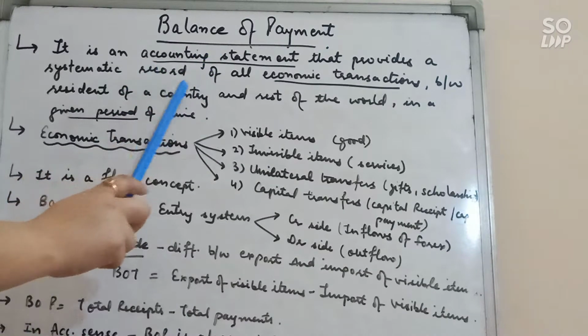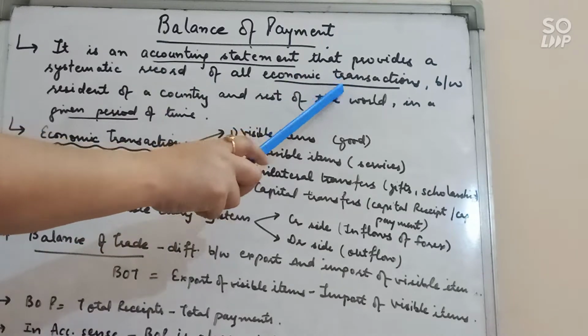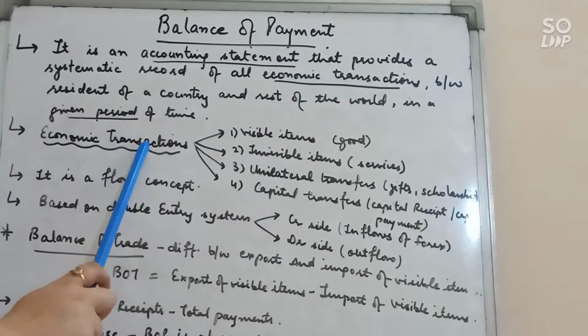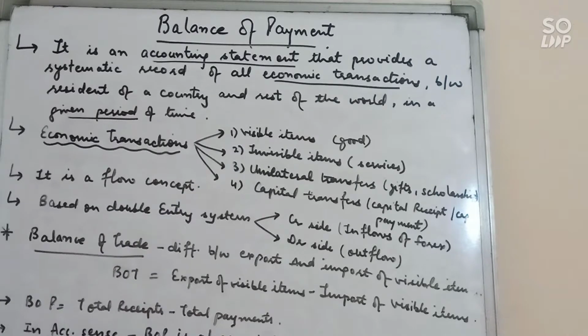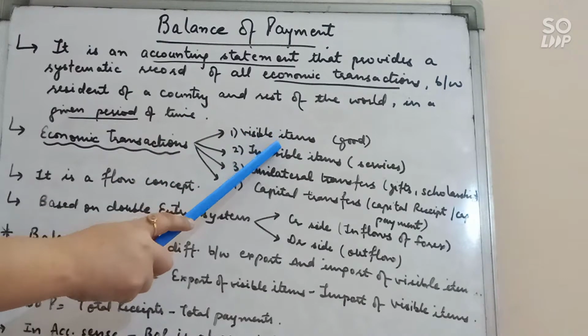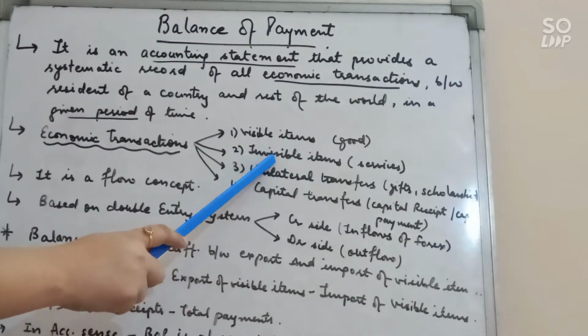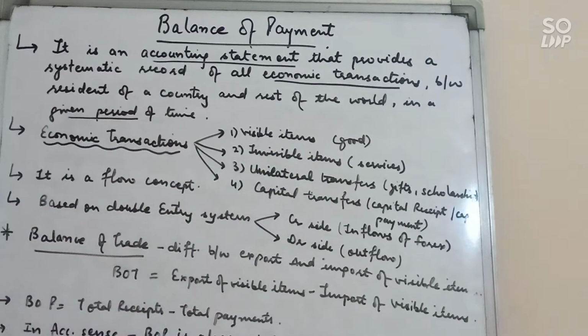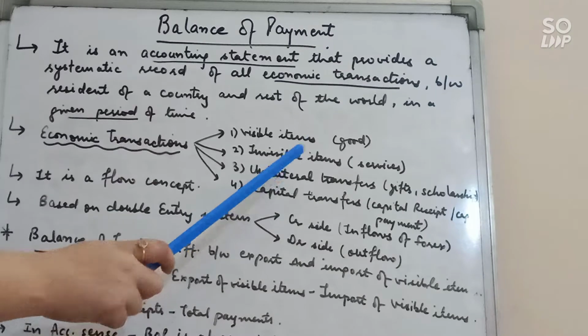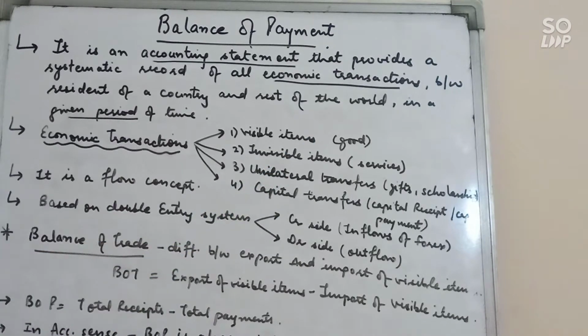And then we will record all the economic transactions. Economic transactions means there are four types which we are going to record in this statement. That is import and export of visible items, goods which can be seen and touched. Second, import and export of invisible items, that is services which cannot be seen and touched, like banking services, transportation, etc. Third, unilateral transfers, which are also known as one-sided transactions, for example gifts, scholarship, donation, etc.